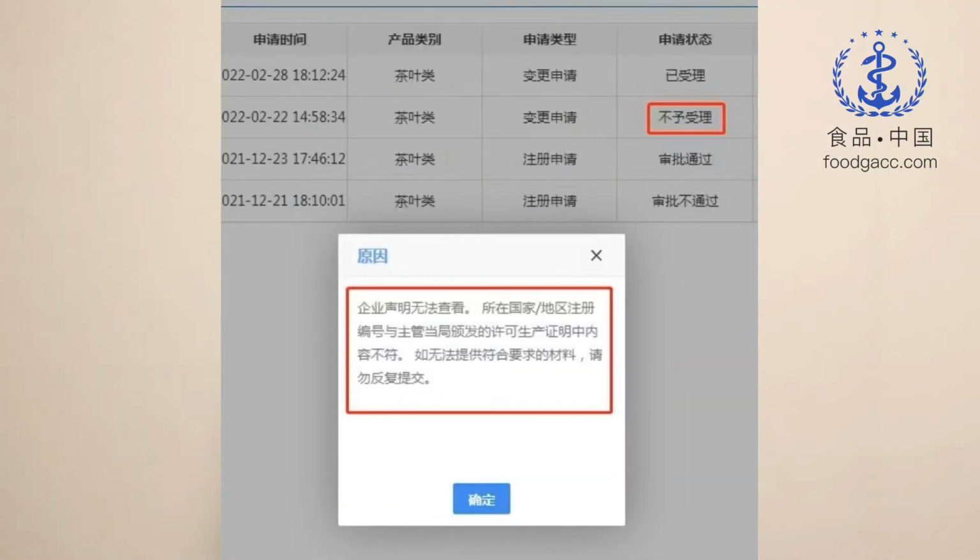This company's application status is not accepted by GACC. One of the reasons GACC sees here is: if you cannot provide the required compliance materials, please do not submit the same application over and over again.